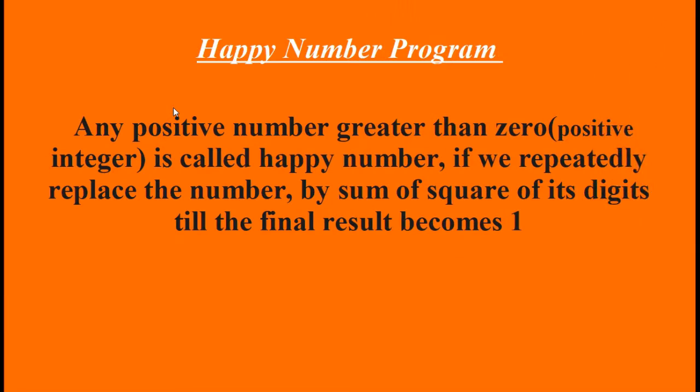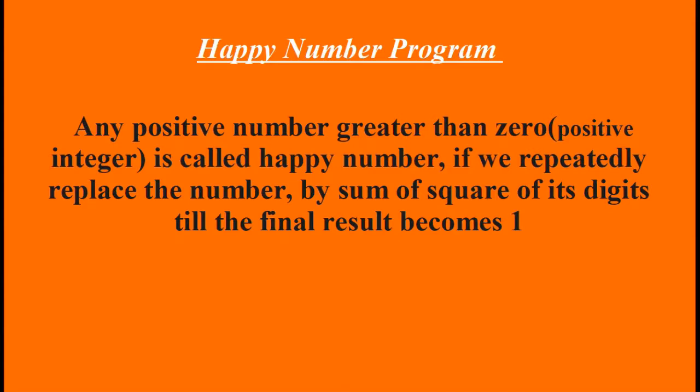So, happy number program. A happy number is any positive number greater than 0 where, if we repeatedly replace the number by the sum of the squares of its digits, the final result becomes 1. It's so simple: you will be given a number, you have to take the square of each digit of the number and add up to a sum, and if the total sum is equal to 1, then it becomes a happy number.